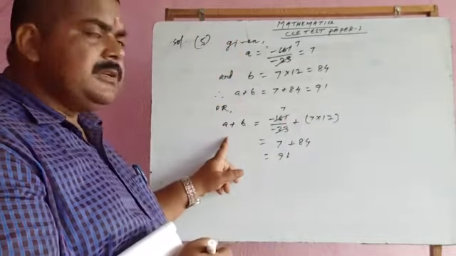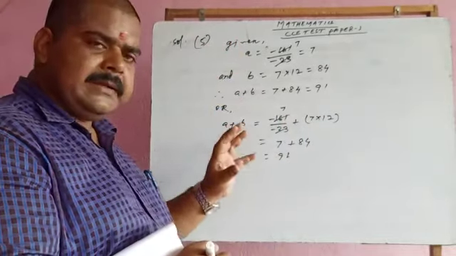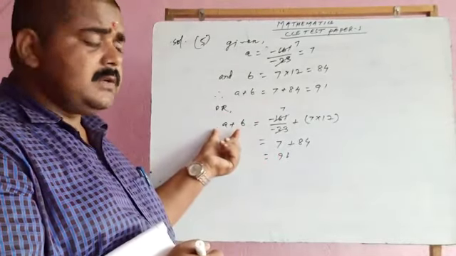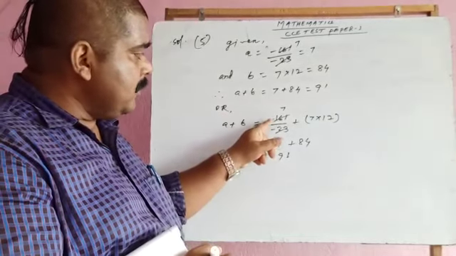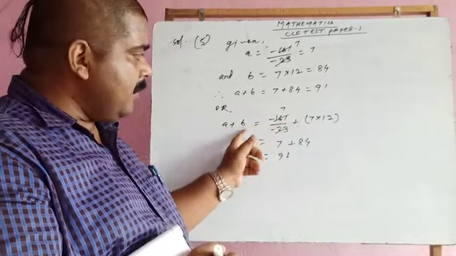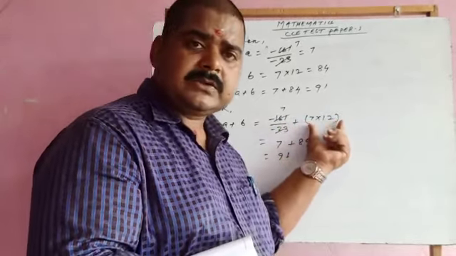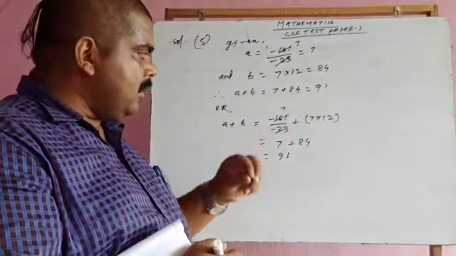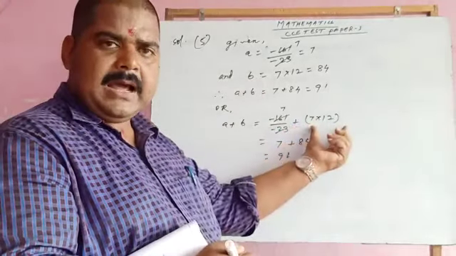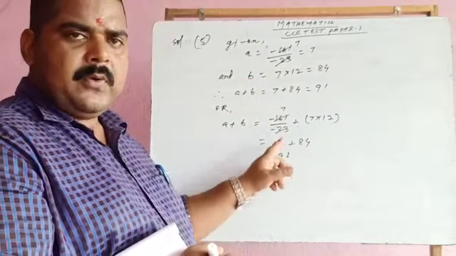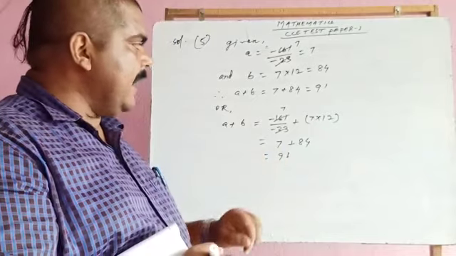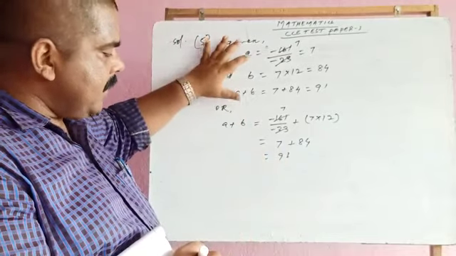This question can be solved this way also. Directly take A plus B, and now from the question put the values: A is equal to minus 161 upon minus 23 plus the value of B, 7 into 12. You must write it in a small bracket. When you divide you get 7, and when you multiply you get 84. When you add 7 and 84, the result is the same, 91. So you can solve either this way or that way.